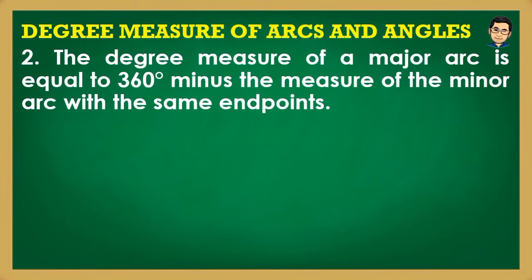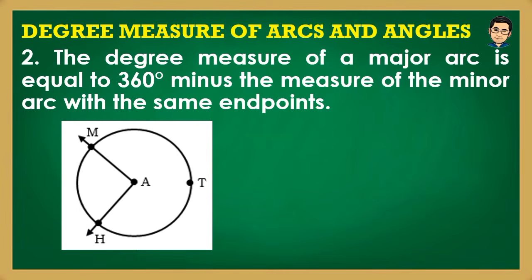Next, the degree measure of a major arc is equal to 360 degrees minus the measure of the minor arc with the same endpoints. So, our minor arc earlier, which is MH, is the minor arc. And the major arc is what remains, that is MTH, with the same endpoints. The endpoints are these two, they should be the same.